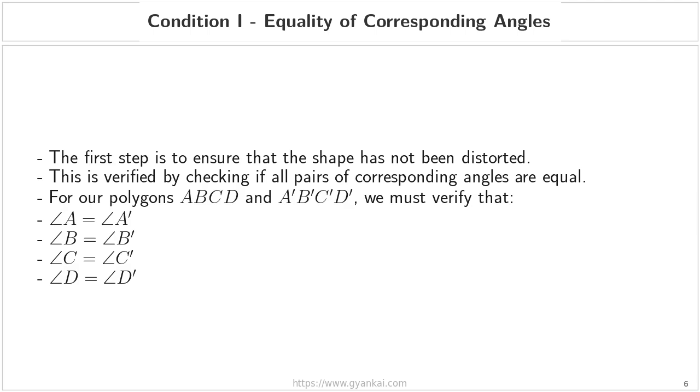Looking at our polygons, A, B, C, D, and A', B', C', D', we need to check four specific equalities. Angle A must equal angle A', angle B must equal angle B', angle C must equal angle C', and finally, angle D must equal angle D'. If even one of these angles doesn't match, we cannot proceed, as the shape's fundamental structure has been altered.